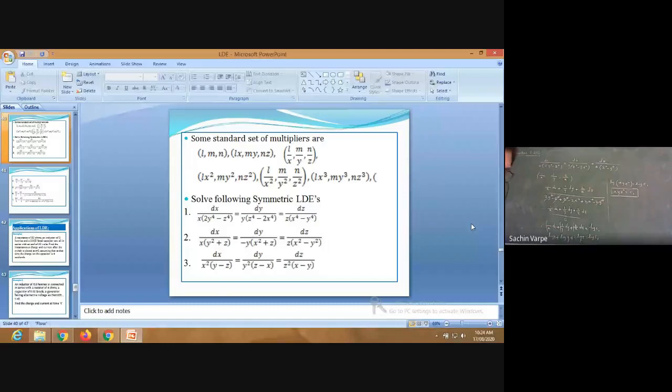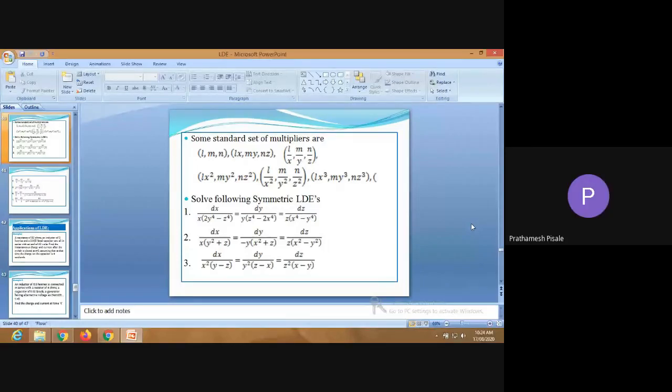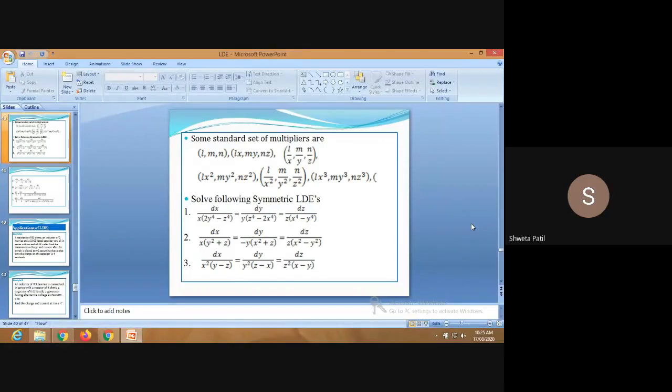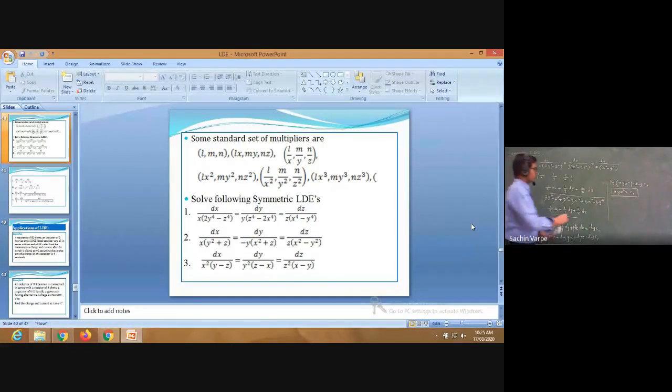All right. So it may be x cube, y cube, z cube. Will it work? Please check x cube, y cube, z cube. Other students, check whether it works. Let me check it out. x cube, y cube and z cube.